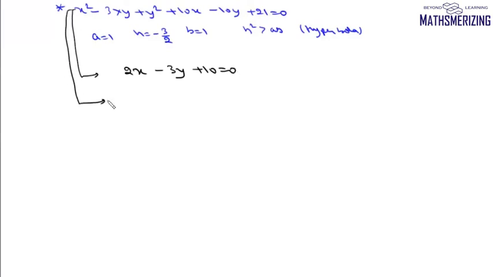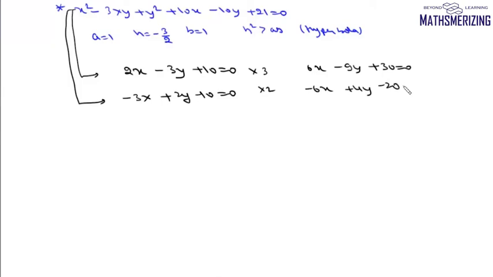And we'll partially differentiate it with respect to y. We'll get minus 3x plus 2y minus 10 equals 0. Now we'll multiply first equation with 3 and second equation with 2. We'll get 6x minus 9y plus 30 equals 0, and here it will be minus 6x plus 4y minus 20 equals 0. Now we'll add them. So we'll get minus 5y plus 10 equals 0. That is, value of y is 2. Now we'll put y as 2, we'll get x as minus 2.